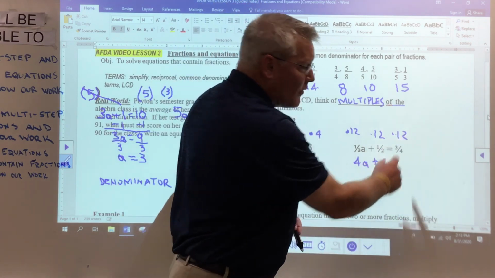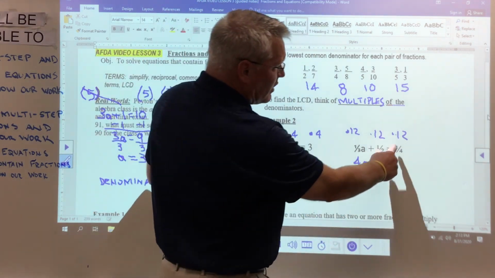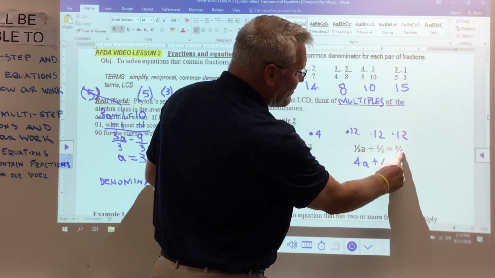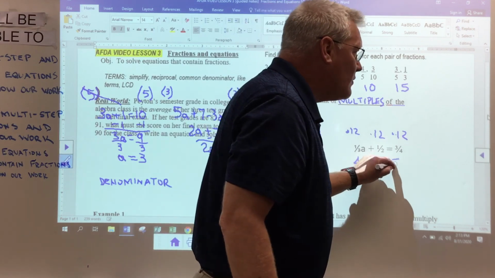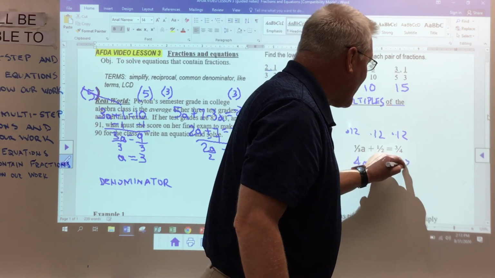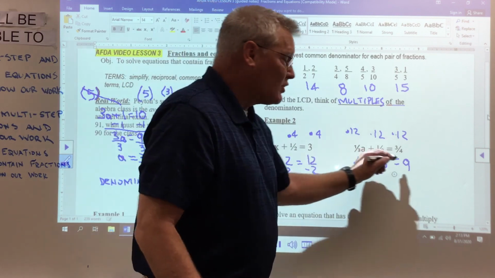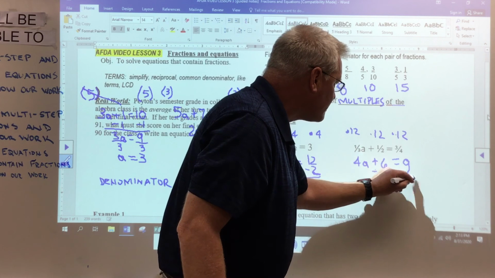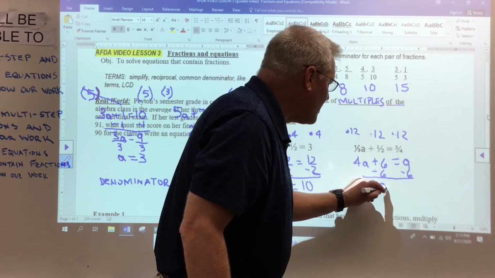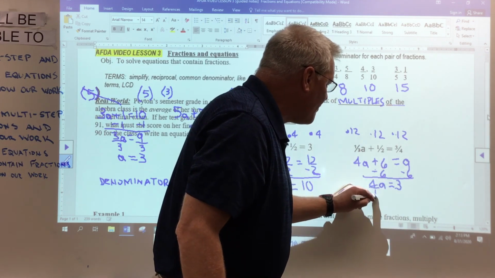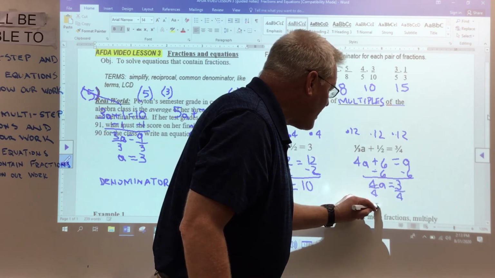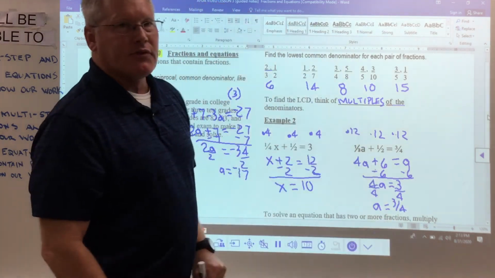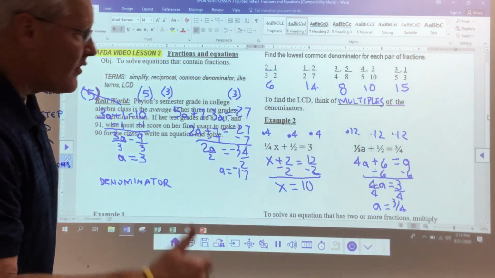And 3/4 of 12, I'm doing this sort of in my head, you can do 3 times 12 divided by 4, or you can do 12 divided by 4 times 3. No matter how you do that, you're going to wind up with 9 right there, simplified. Here's your new equation. Can you solve it? Absolutely. Subtract 6 from both sides. You get 4a is equal to 3. Divide by 4. And you have a is equal to 3/4. I'm going to leave that as a fraction because my equations had fractions in it.